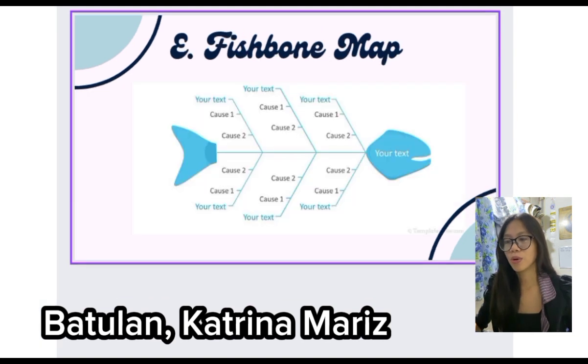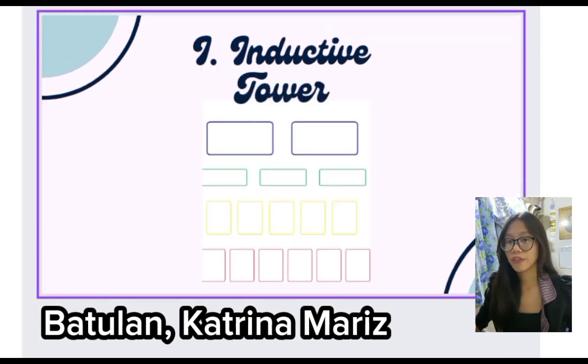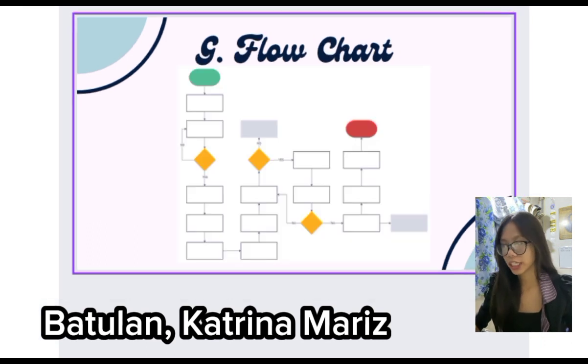Next is the fishbone map. This one shows causes and effects, which you put on its bones, and then on the head part goes the title or the topic. Next is the inductive tower. This is also used to show or make a decision. Next is to have a flow chart. If there is a step-by-step process, you can use the flow chart.